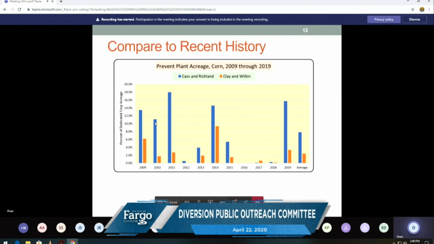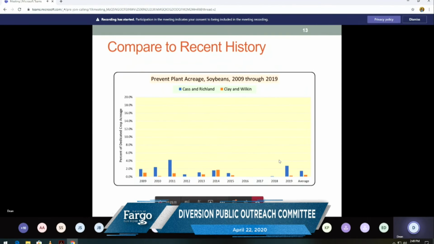Lots of acres that didn't get planted in those flood years of 2009 through 2011. Another condition in 2014, and another large condition last year. And then you can see here what the average is. So suffice to say, large flood years are going to produce a lot more PP than what we're modeling, only because of the way that we're looking at measuring it. We're just looking at the additional incremental amount that comes from the diversion.